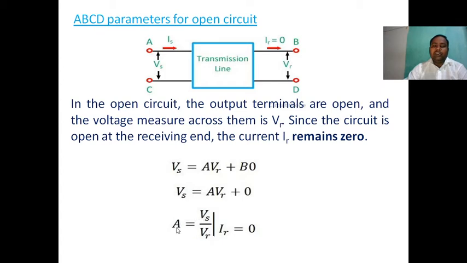So how can we define the constant A? Constant A is determined by Vs by VR whenever IR is equal to 0. What the units of constant A are is very important. Here there is a voltage, and here there is a voltage, so the constant A has no units. Constant A is a dimensionless element.